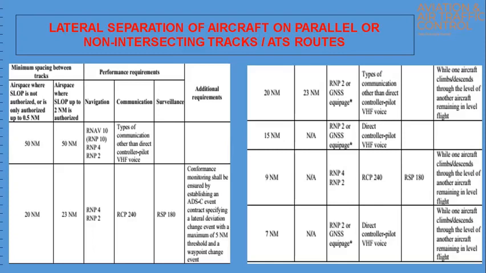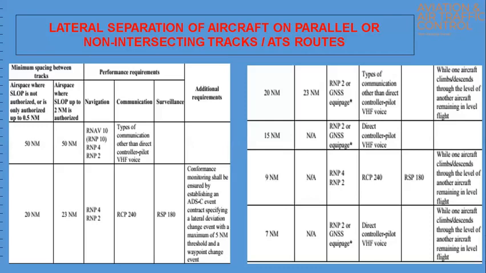Now we will go to the second one. It says that if we have a navigation system of RNP 4 and RNP 2, but here performance requirements are desired, communications RCP 240 and surveillance RSP 180, then we can reduce this 50 nautical mile lateral separation to 20 nautical miles where strategic lateral offset procedures are not authorized, and it will become 23 nautical miles where the strategic lateral offset procedures are utilized.